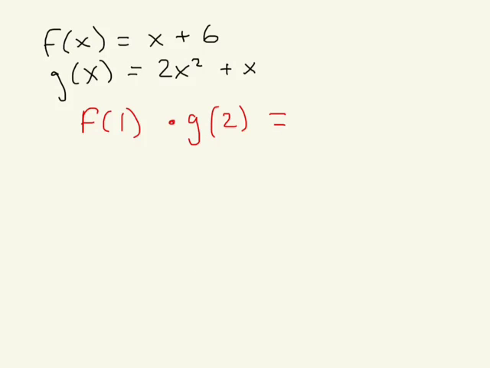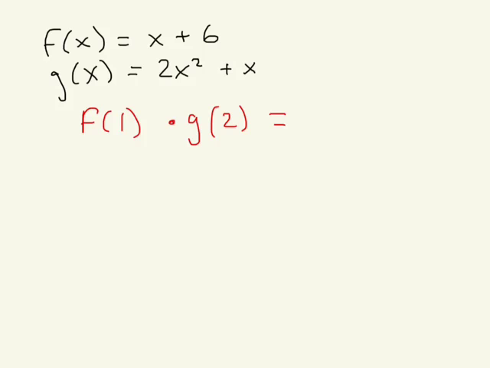So over here we have two new equations, and one new problem. So we have f of x equals x plus 6, and g of x equals 2x squared plus x. And the problem is asking us to find f of 1 times g of 2. So what I want you to do is pause this video and try it yourself, and then we will do it together. So first try it yourself, and then press play and see if you got it right.